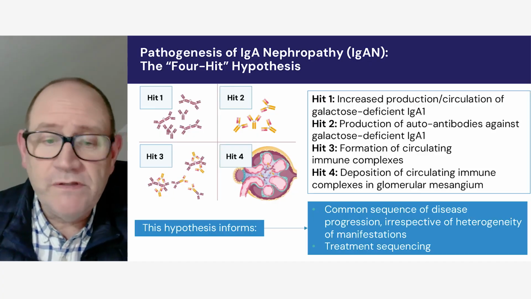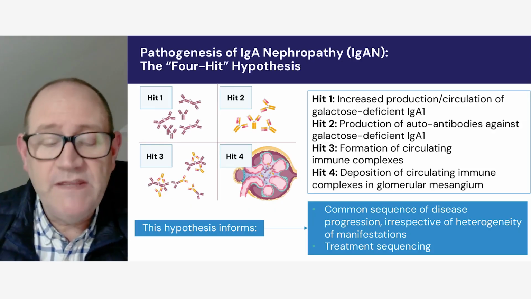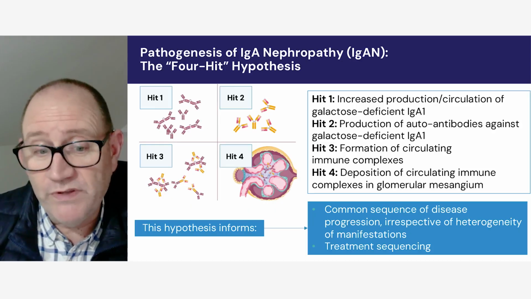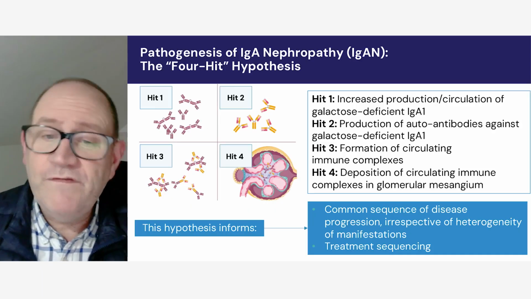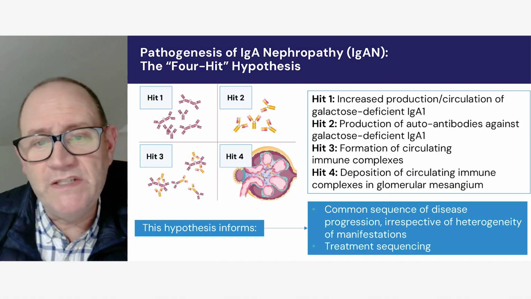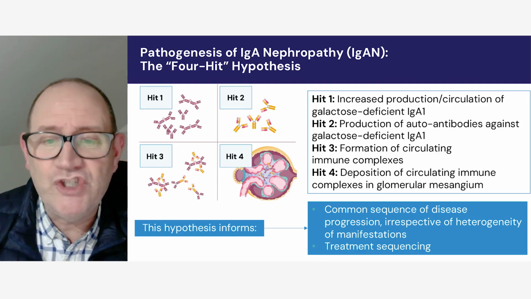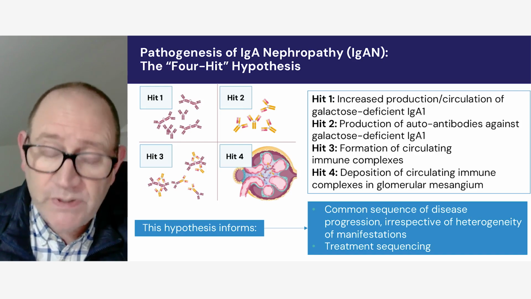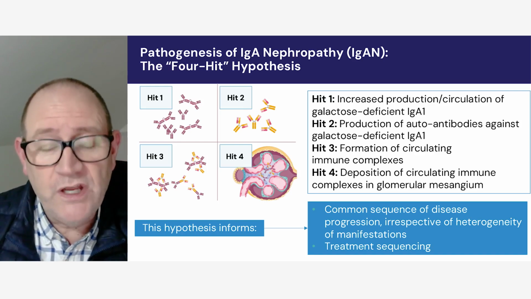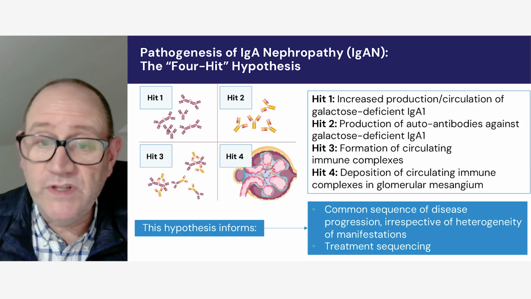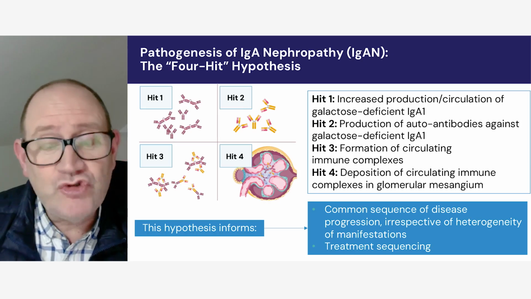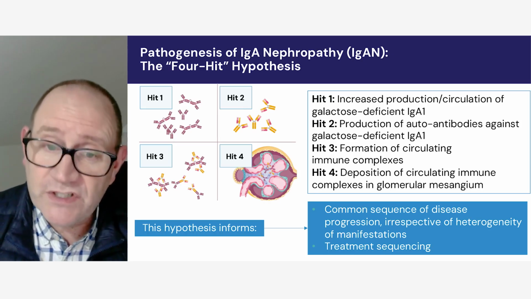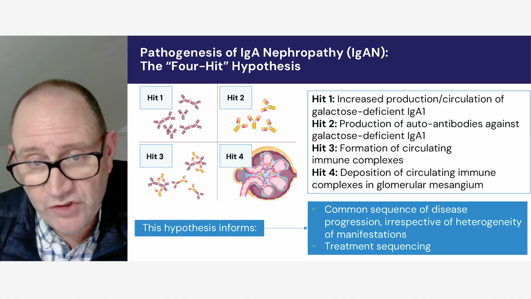So how does the multi-hit hypothesis explain the pathogenesis of IgA nephropathy? Well, the four-hit hypothesis encapsulates each of those individual pathogenic steps that ultimately leads to the accumulation of IgA immune complexes within the glomeruli, and that triggering of glomerular inflammation, scarring, and ultimately loss of kidney function.